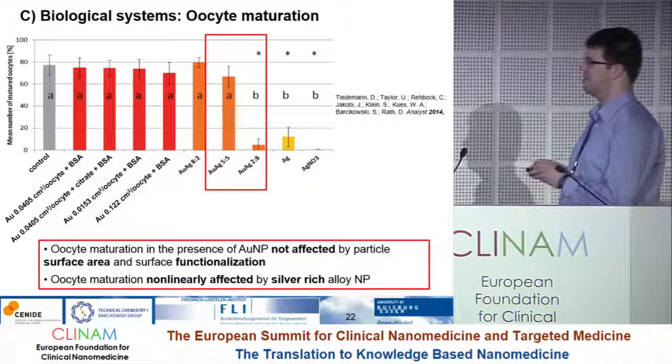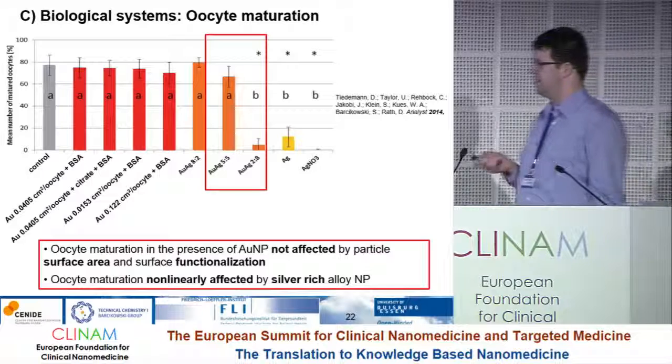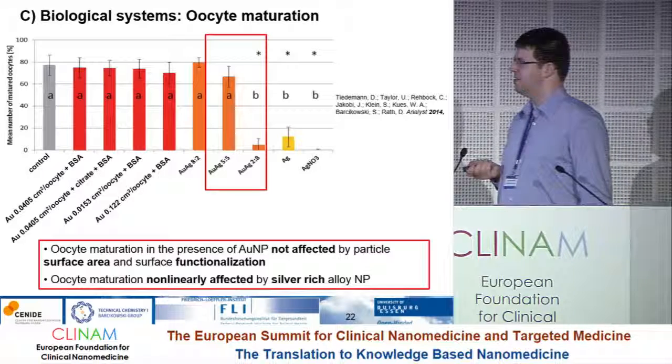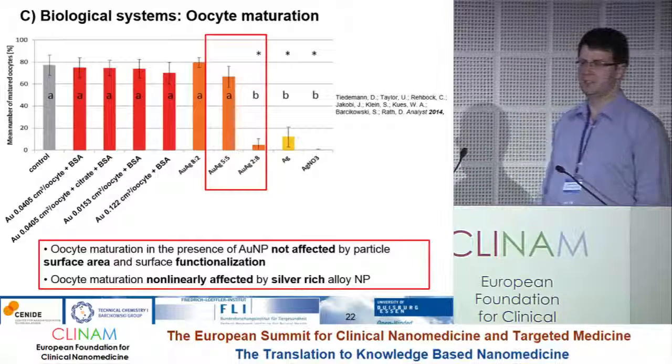So we can summarize that oocyte maturation is not affected by particle surface area and not by functionalization in the tested regime, but oocyte maturation is non-linearly affected by silver-rich alloy nanoparticles.